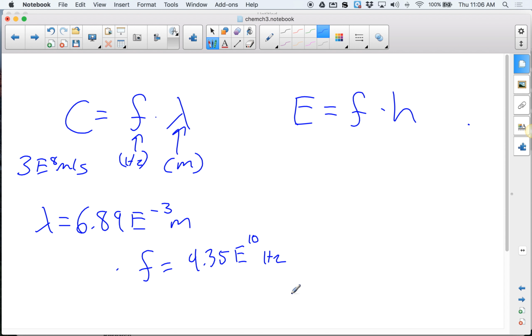Now, here's the point of the energy equation. We know this wave has a frequency of 4.35 times 10 to the 10th. How much energy is it carrying? This is related to the electrons, because it's the same answer if we ask how much energy it takes to get an electron to this energy level, or how much energy is given off if the electron jumps from that energy level down. All of those energies have to be equal.